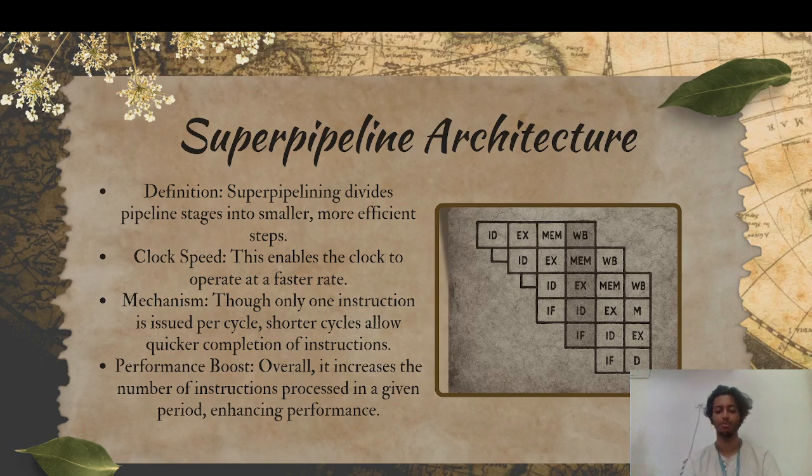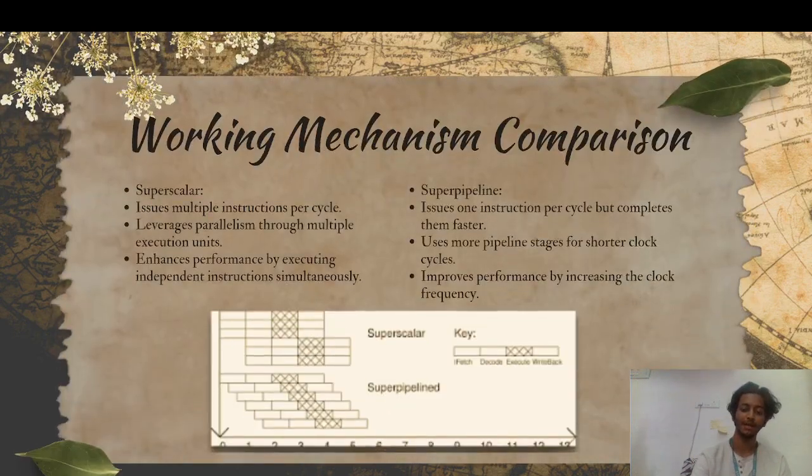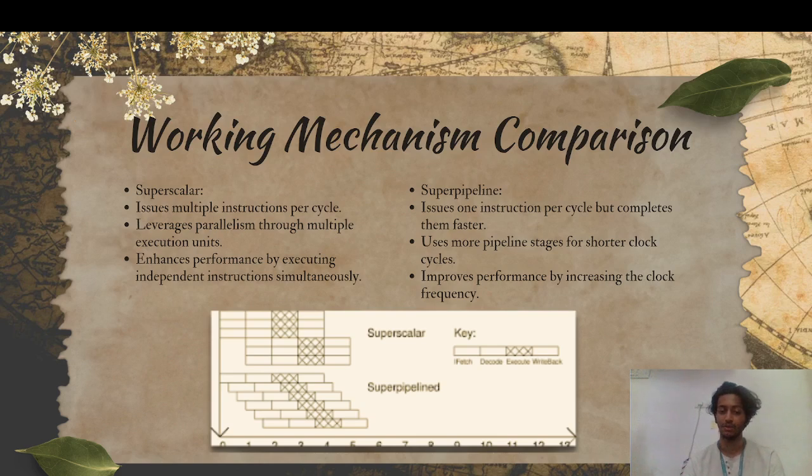Now, let us have a brief comparison between the two architectures. In pipelining, instructions are processed in sequence but overlap in time. Superscalar CPUs go further by executing multiple instructions at each pipeline stage, while super pipeline CPUs extend the depth of the pipeline to run at faster clock cycles. Superscalar focuses on parallel instruction execution, while super pipeline focuses on instruction overlap at a finer granularity.